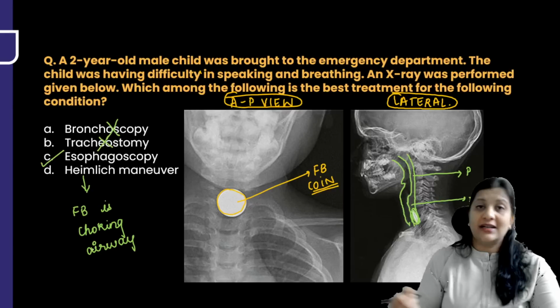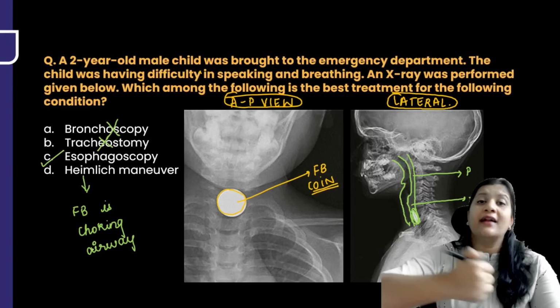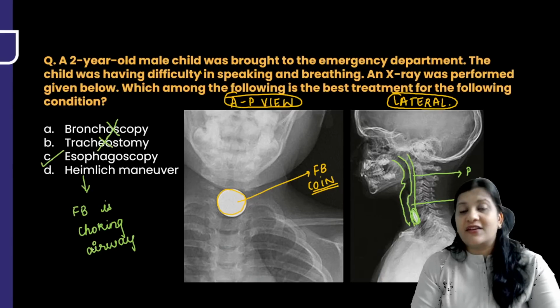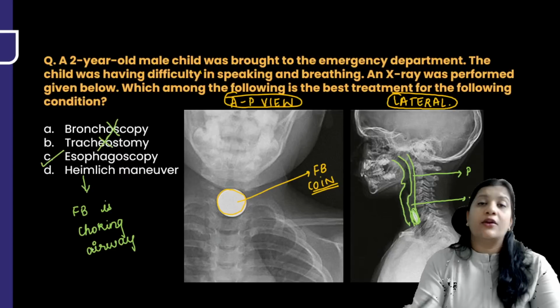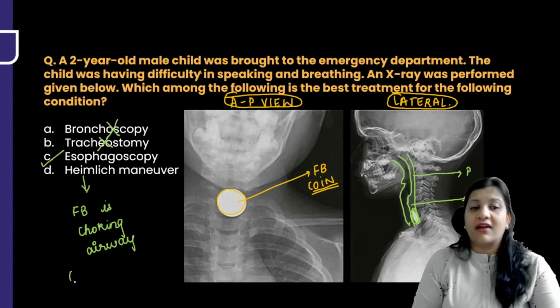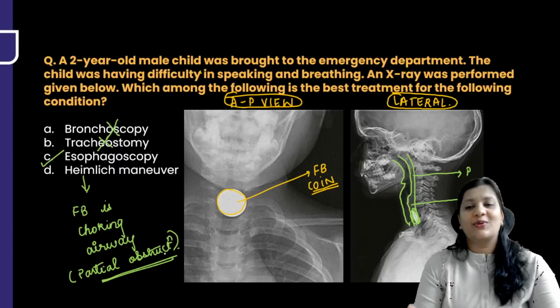The patient is grasped from behind and compressions are given on the xiphisternum so that it displaces the foreign body and you can get the foreign body out. This is done only when it is choking the airway and it is a partial obstruction, not for a foreign body causing complete obstruction of the airway. If it is causing partial obstruction of the airway, then only you can do a Heimlich's maneuver.